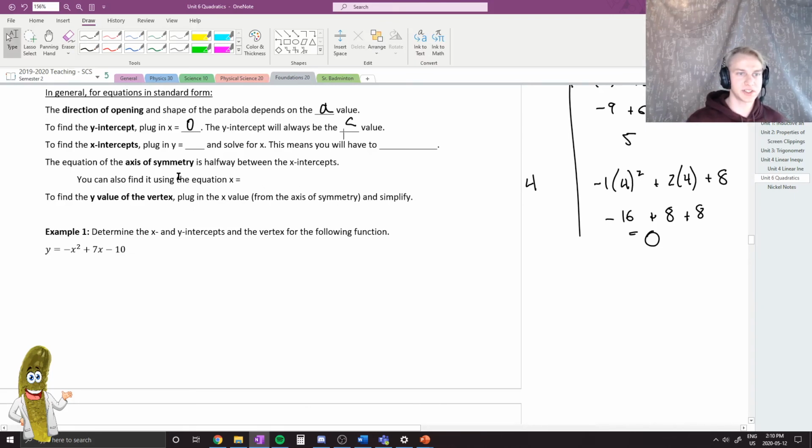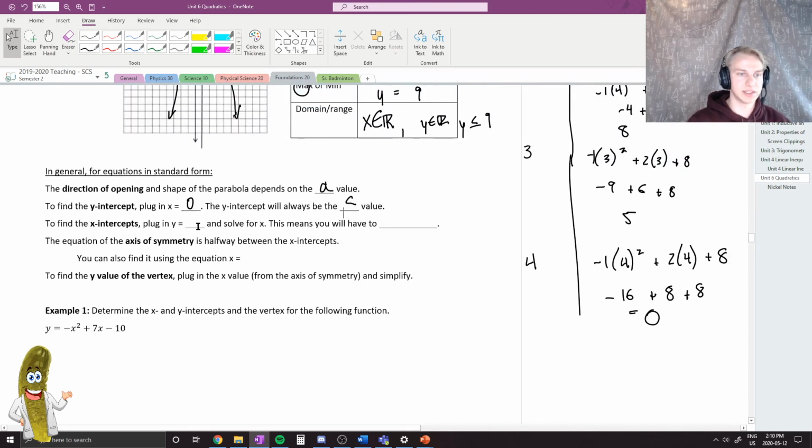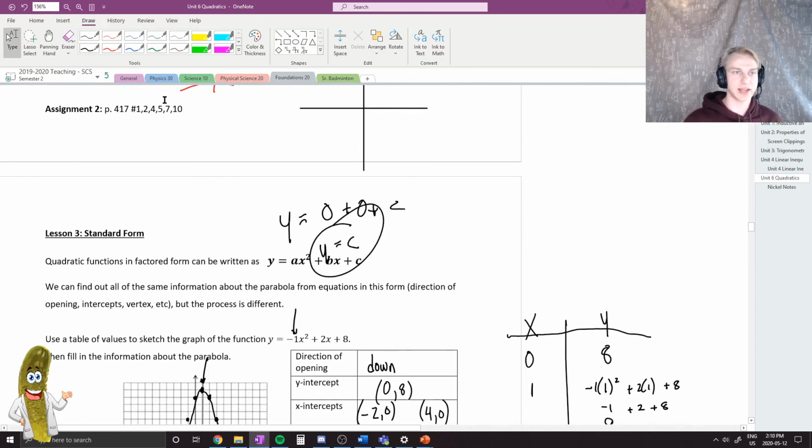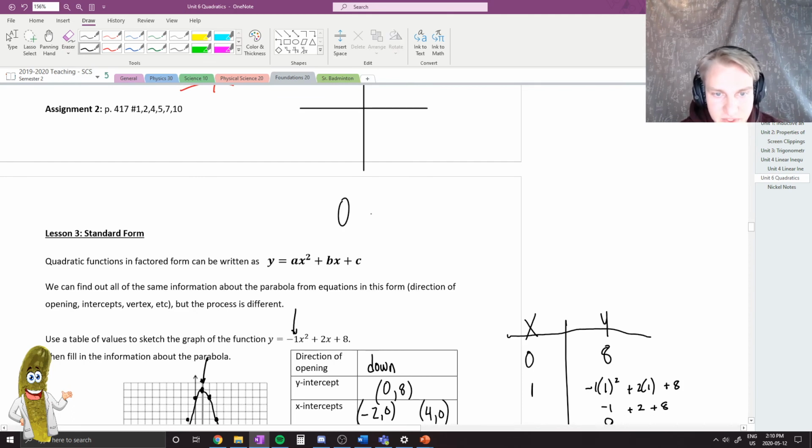To find the x-intercepts, plug in y is equal to 0 and solve for x. Now the issue with that is that when you plug in y is equal to 0, you end up with 0 is equal to ax squared plus bx plus c.